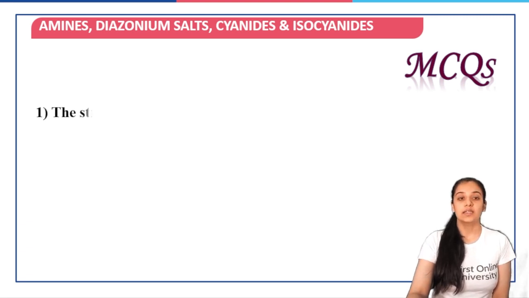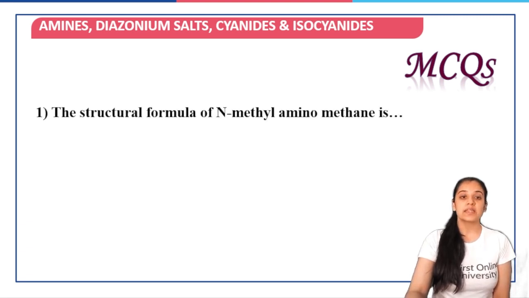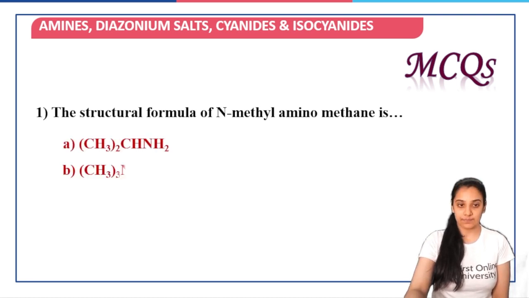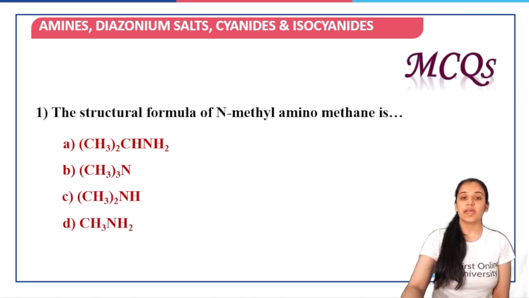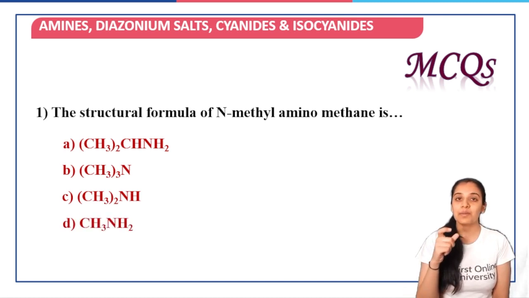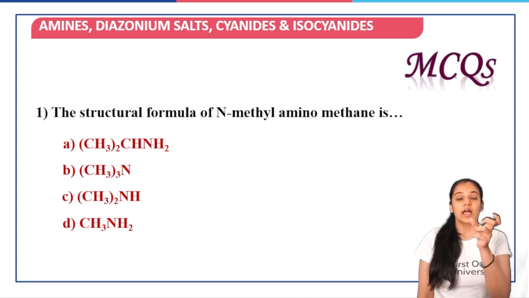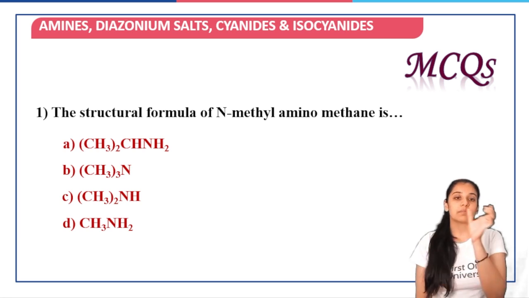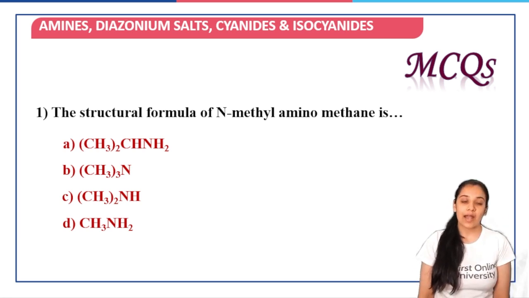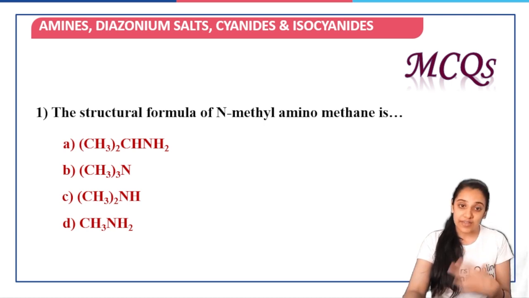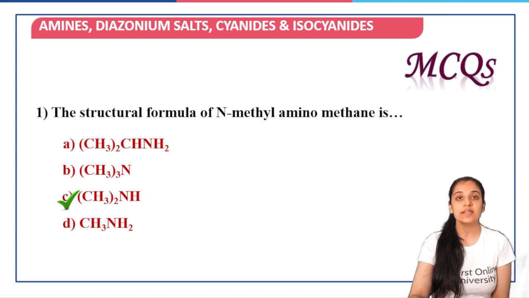Let us have a look at an MCQ towards the end of this lecture. The structural formula of N-methyl aminomethane is: the options have been given to you. Now, if you carefully see, N-methyl means there is one methyl group attached to the nitrogen atom. Then aminomethane means there is an amino group and another methane, meaning 2 methyl groups attached to the nitrogen atom. So obviously one is going to be hydrogen. Let us see which structure satisfies the definition that we have understood. That is option C, the right answer.